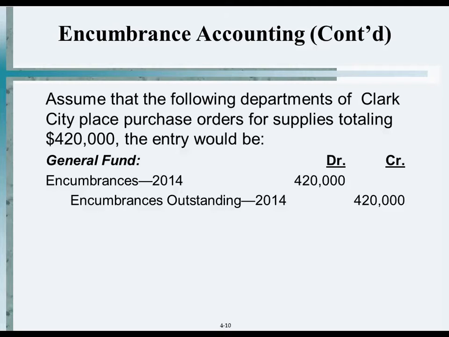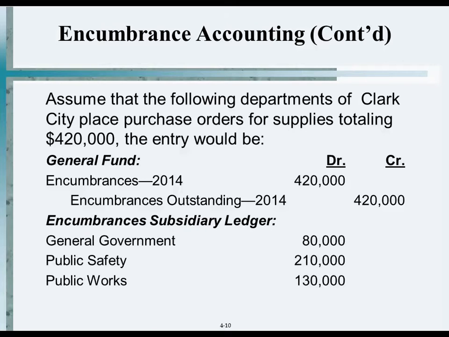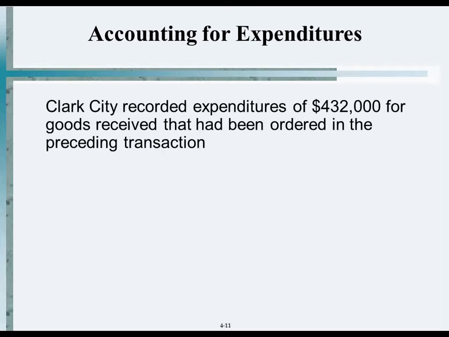Now, you know, the book likes to put the year. Obviously, if you're in the current year, it will be the current year, but that's fine. Either way. Everybody understand this journal entry? And it's the same entry every single time. You always debit encumbrance and you credit encumbrance outstanding. And this is how it's distributed. General government is getting 80,000 worth, public safety is getting 210, and public works is getting 130.